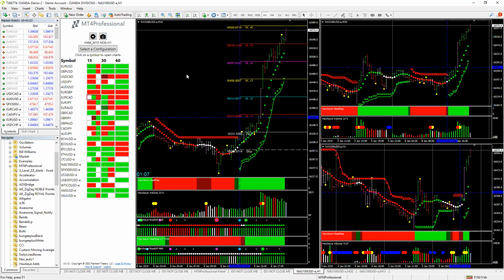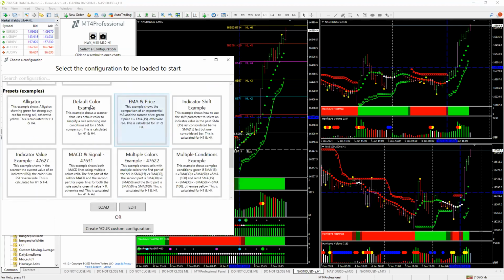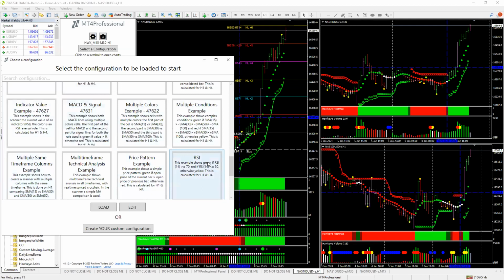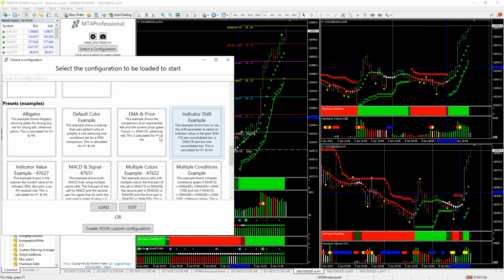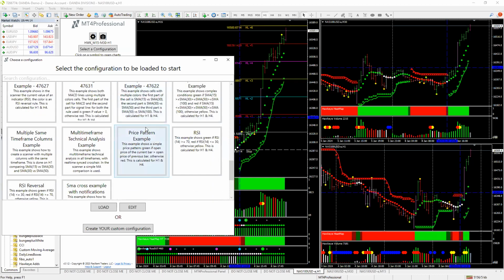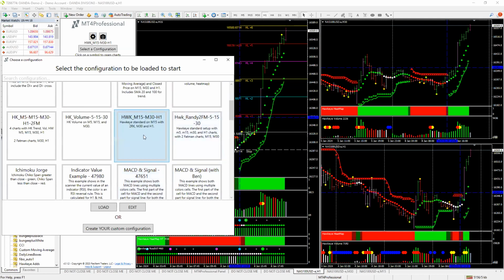So the trial gives you the platform that you see here, the way to configure it, and it also comes with the presets. You can see all of these presets here are ways that you can look at the analysis. EMA and price is by far my favorite. However, I have the Hawkeye ones coded up because that's the ones I prefer to use.